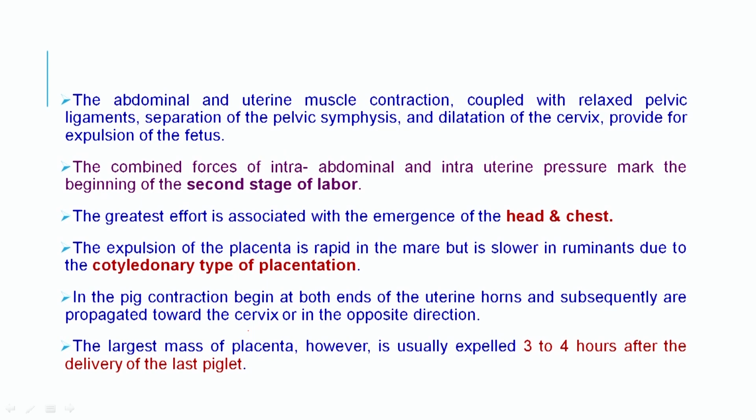The greatest effort is associated with the emergence of the head and chest into the birth canal. The expulsion of the placenta is rapid in the mare but slower in ruminants due to the cotyledonary type of placenta. In pigs, contractions begin at both ends of the uterine horns and subsequently are propagated forward to the cervix or in the opposite direction. The largest mass of the placenta, however, is usually expelled 3 to 4 hours after the delivery of the last piglet in the case of swine.